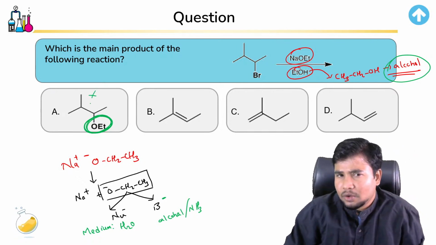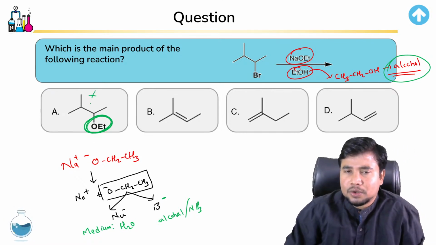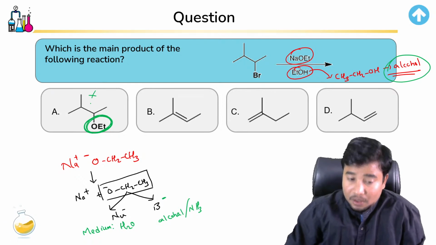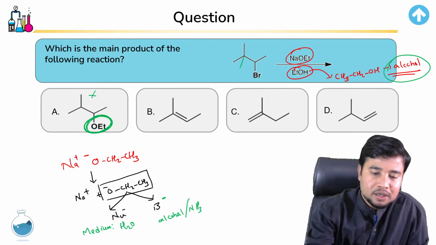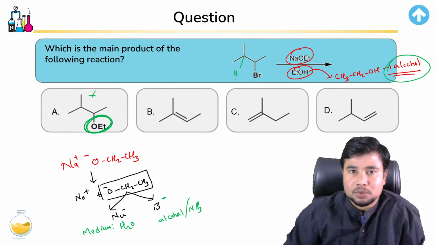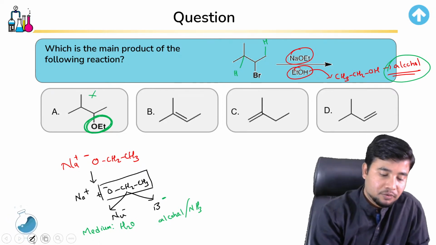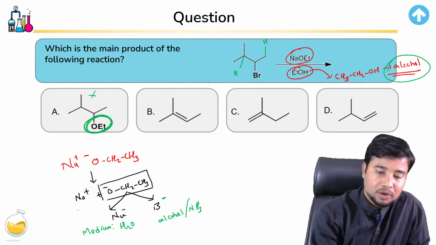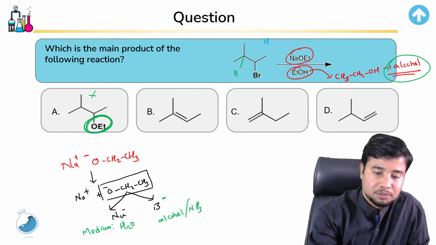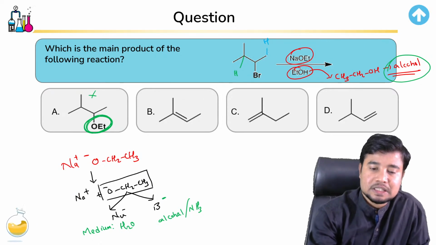Now we know for sure that there is going to be an alkene prepared. Now we have two options. One is based on removal of this hydrogen. The other one is based on removal of this hydrogen. We'll observe what happens if the first hydrogen goes and what happens if the second hydrogen goes. I'll just make them in different colors so that we could easily understand.